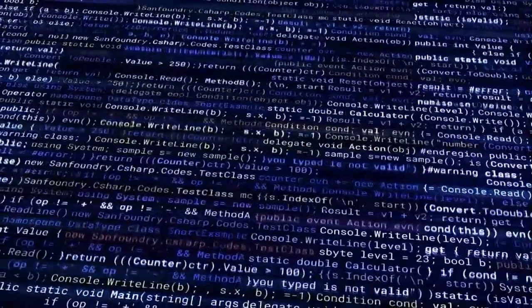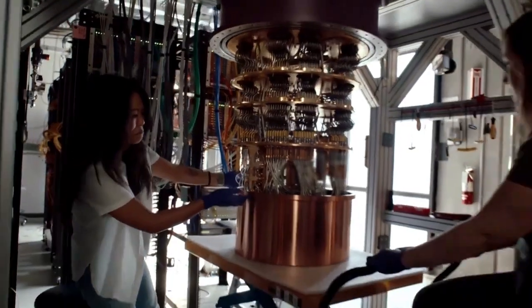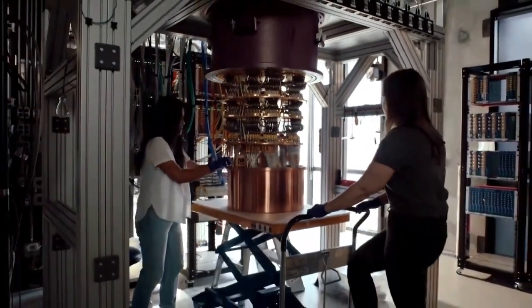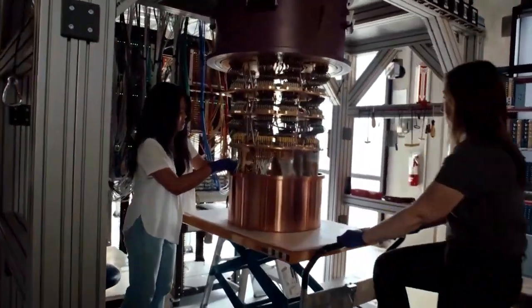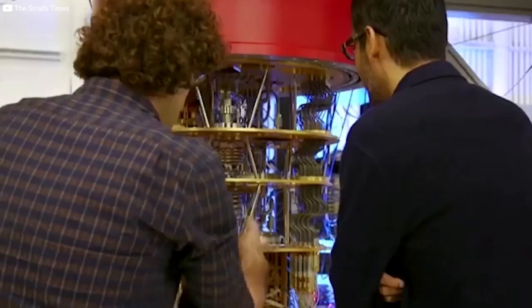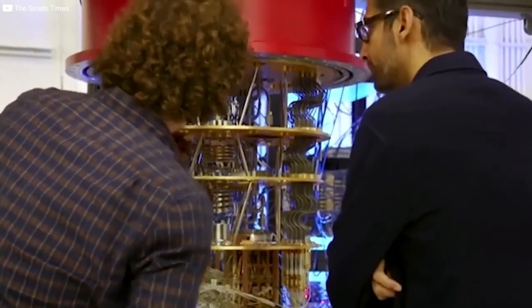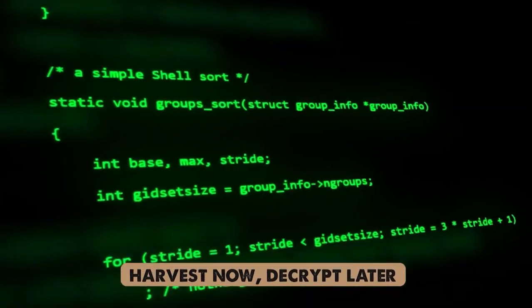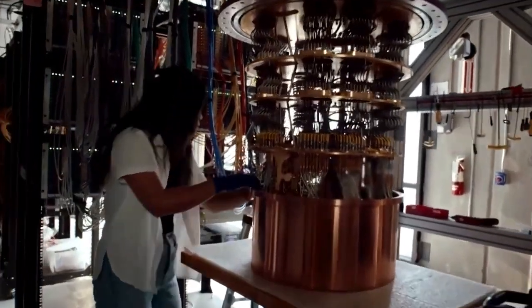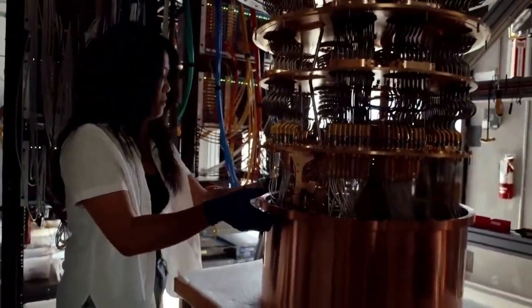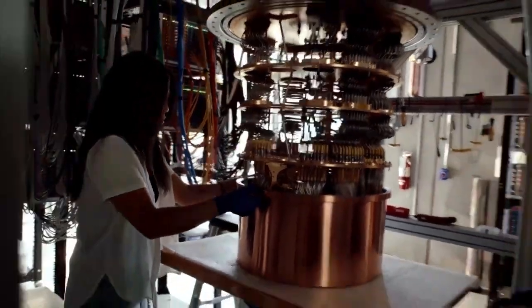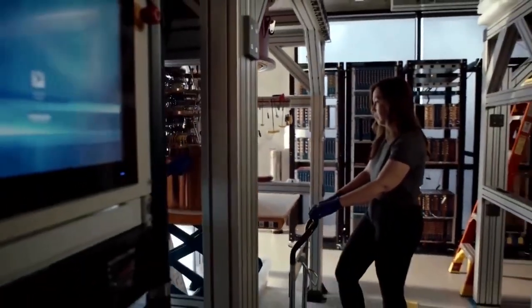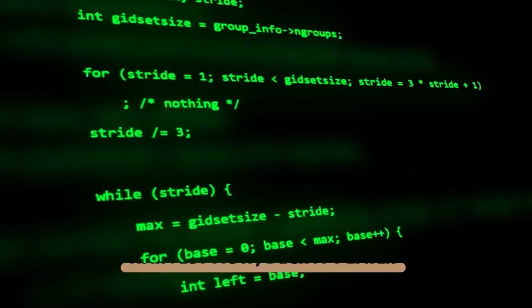But quantum computing isn't just about number crunching. It could transform entire industries. Quantum computing's impact across industries: pharmaceuticals and medicine. Quantum computers could simulate molecular interactions with extraordinary precision, leading to breakthroughs in drug discovery. Imagine curing diseases faster, developing vaccines in weeks instead of years, personalizing treatments for individual patients based on their unique genetic makeup.